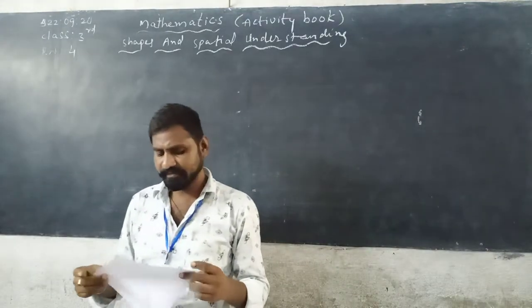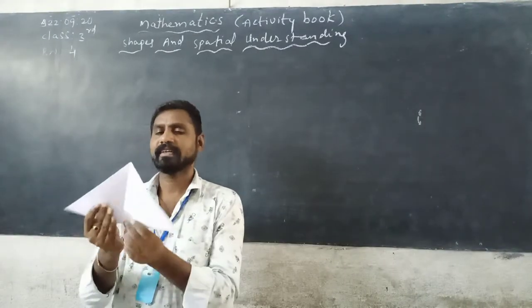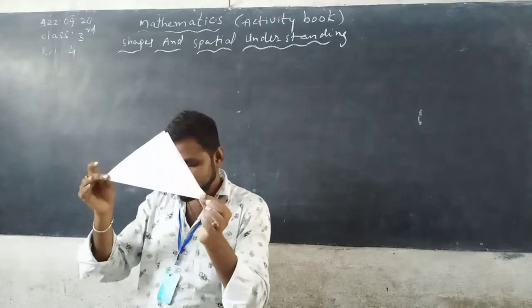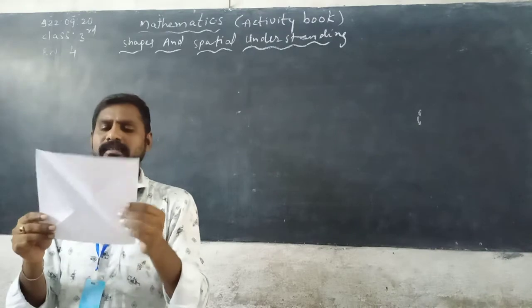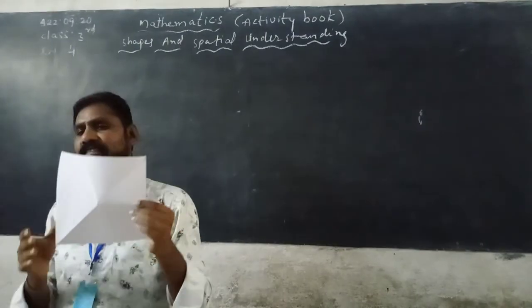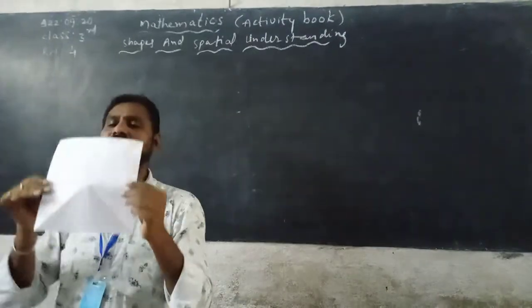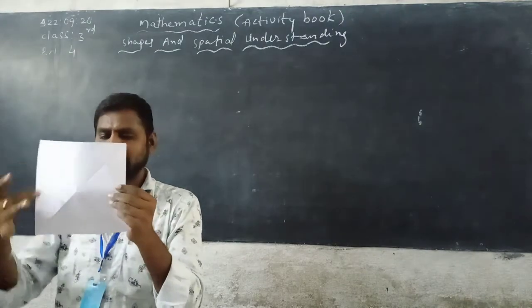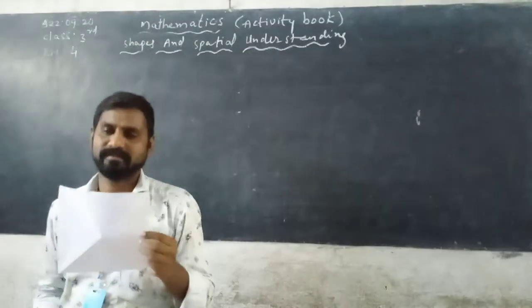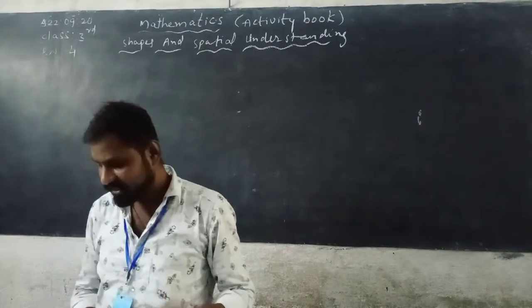Now this is a triangle. What is this? This is a triangle. See, observe this square. How many triangles are there in it? Four triangles. Triangle 1, triangle 2, triangle 3, triangle 4. So now this is the square.